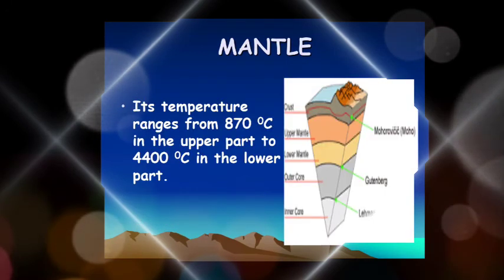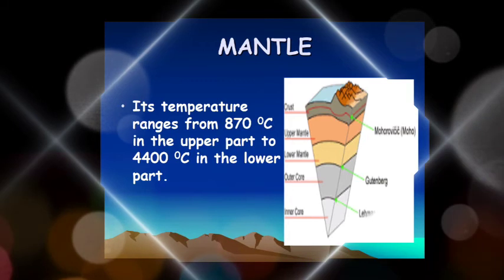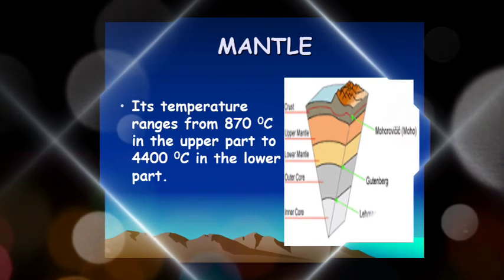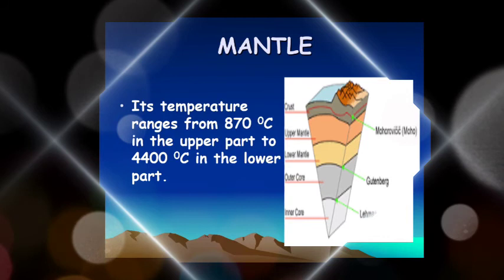Its temperature ranges from 870 degrees Celsius in the upper part to 4,000 or 4,400 degrees Celsius in the lower part. As you observe, as you go deeper and deeper into the different layers of the Earth, it is getting warmer or hotter. So as you go to the center, it becomes hotter and hotter.